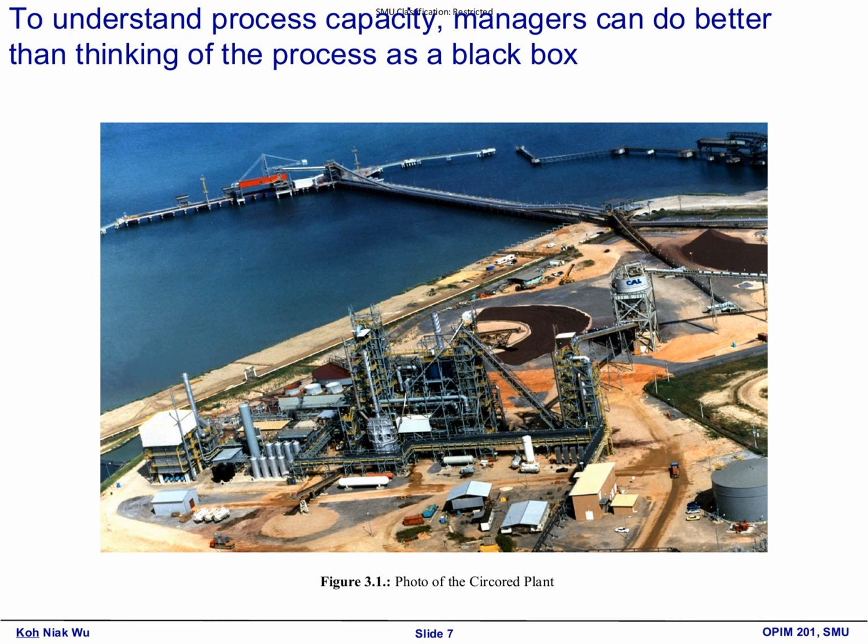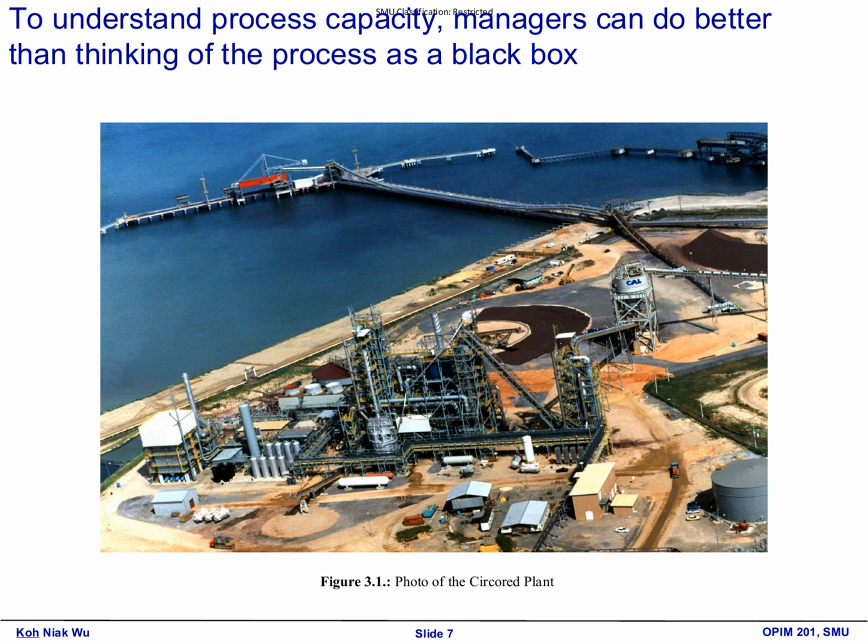Managers often view processes as black boxes. This means they focus only on inputs and outputs, ignoring what happens inside. However, this approach limits their understanding. Process capacity refers to the maximum output a process can produce in a given time. Knowing this helps managers make informed decisions. It allows them to optimize resources, reduce costs, and improve efficiency.